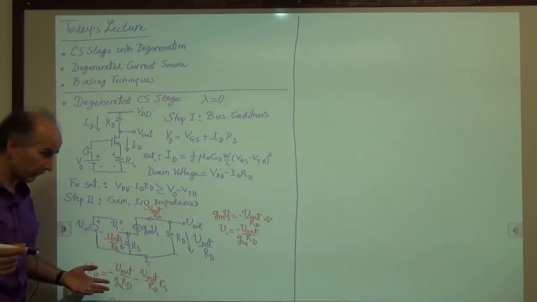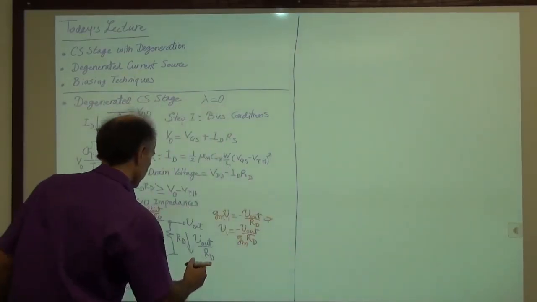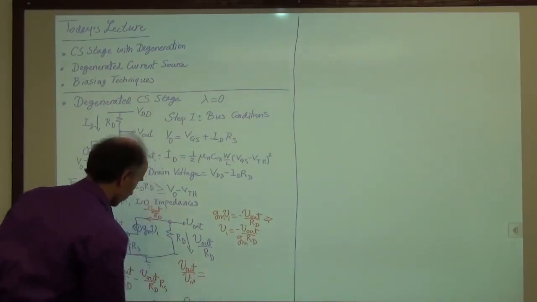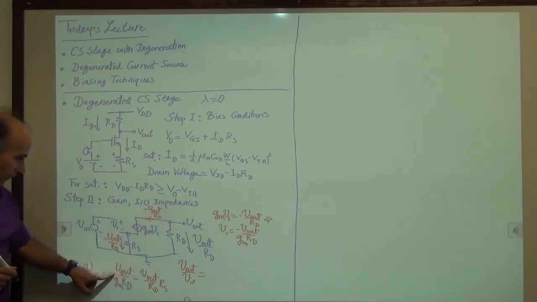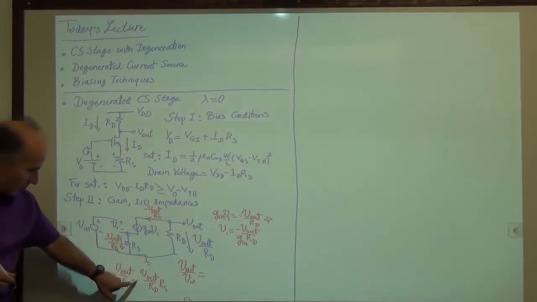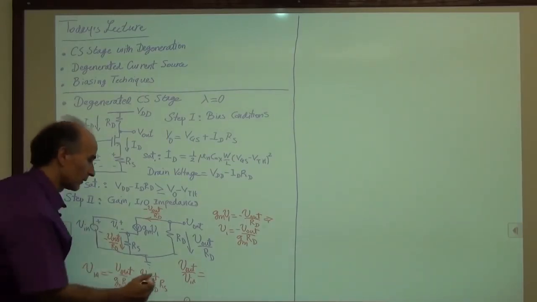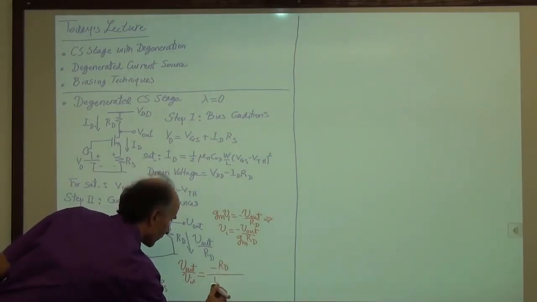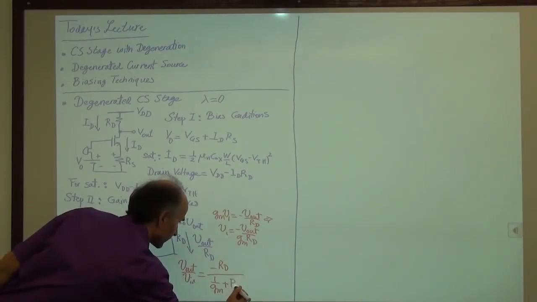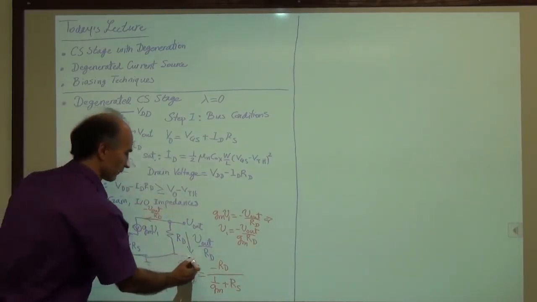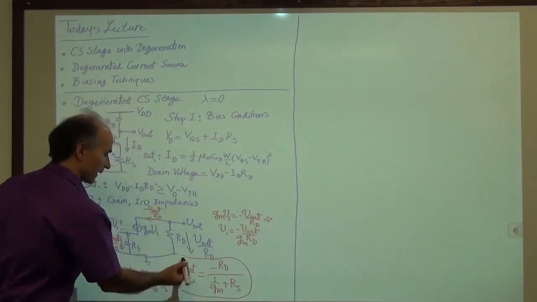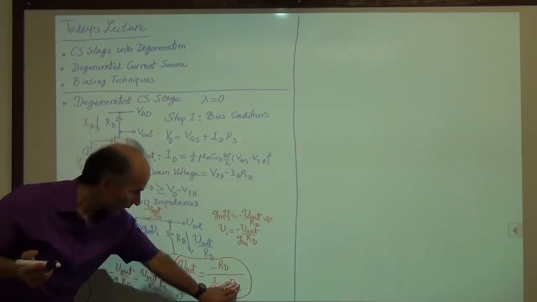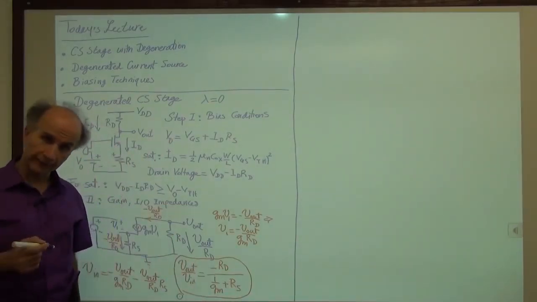We are looking for V out over V in. So maybe I'll just try to write it here. V out over V in is equal to, as you can see, if I factor minus V out here, I end up with 1 over gm RD plus RS over RD. I can factor RD out, so I end up with this expression: minus RD over 1 over gm plus RS. This is the voltage gain of a common source stage with degeneration. Of course, if RS is 0, then we end up with minus gm RD, which we had before.